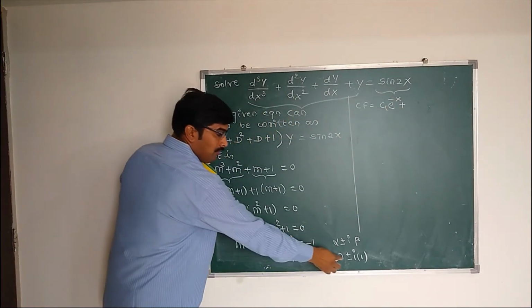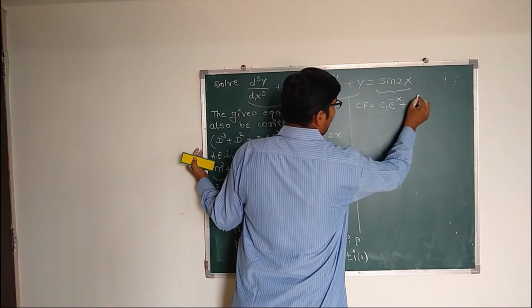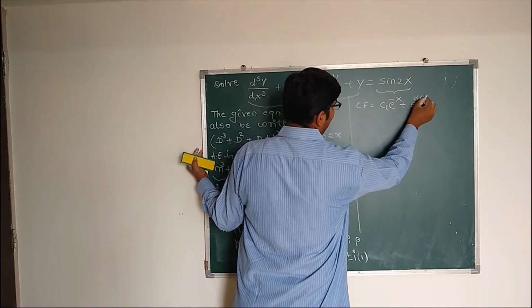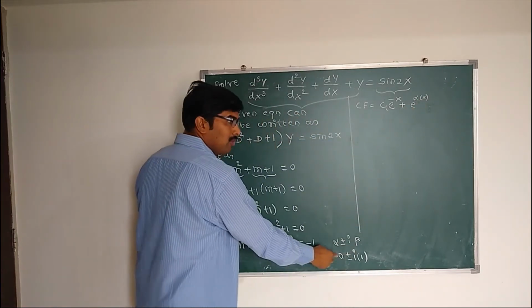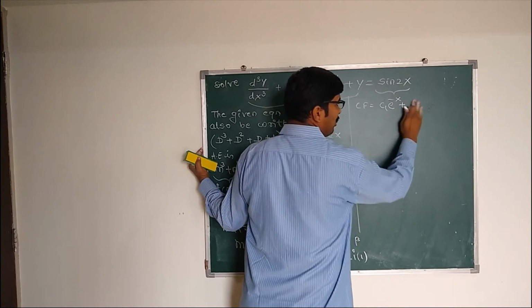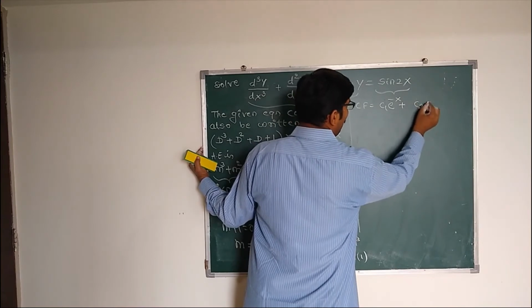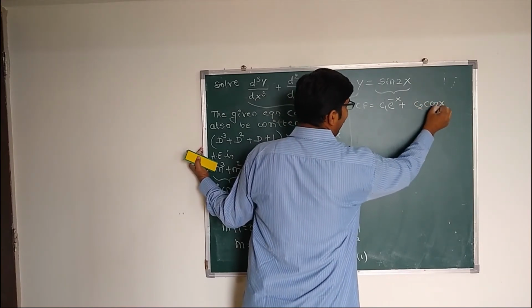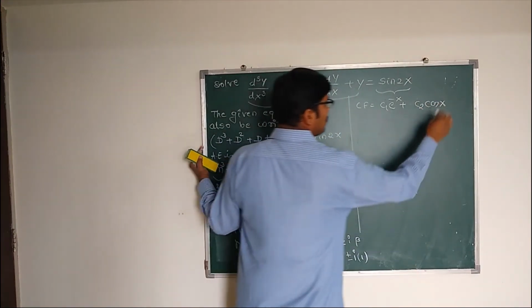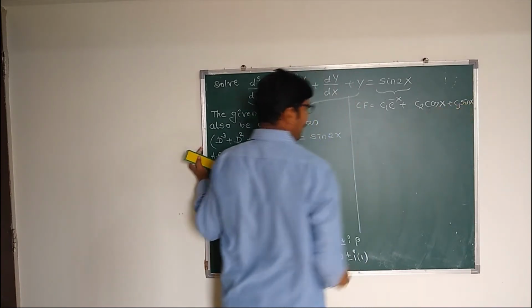For this complex number, you can write e raised to alpha x. Alpha value is 0, so e raised to 0x is equal to e raised to 0, and e raised to 0 is equal to 1. Then C2 cos beta x, beta value is equal to 1, so C2 cos x plus C3 sin x.